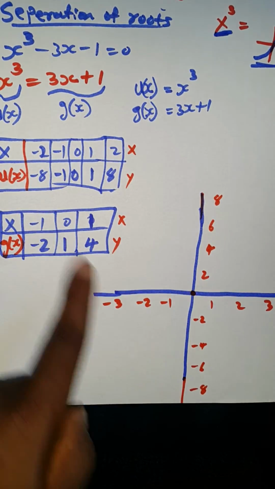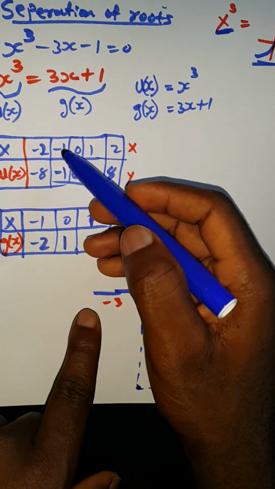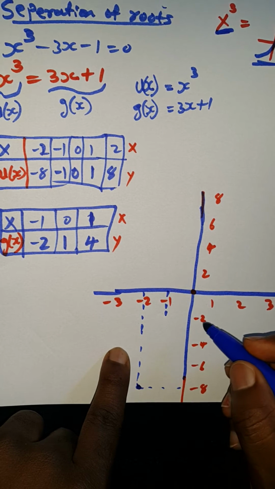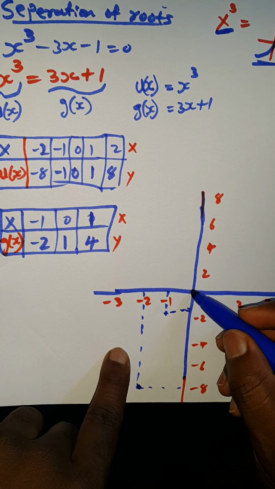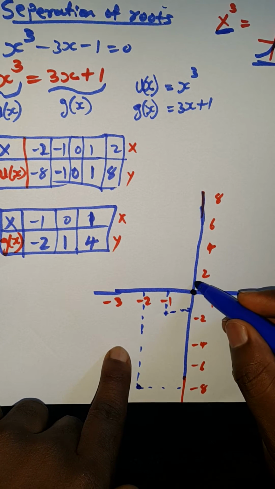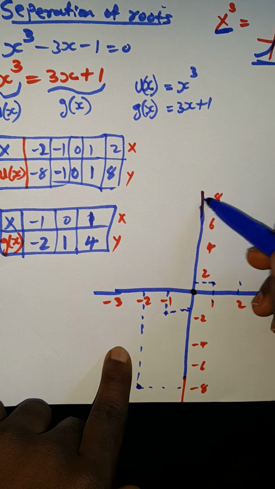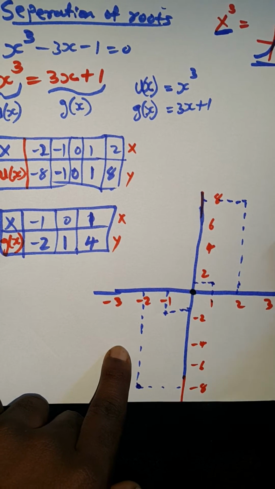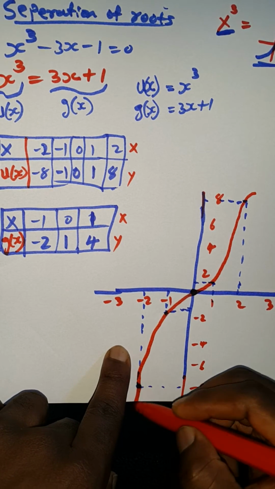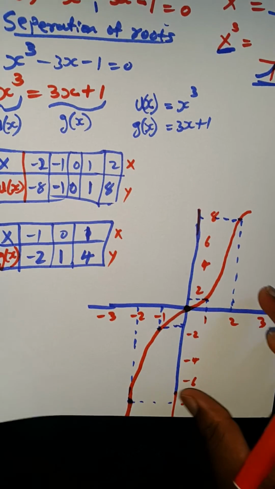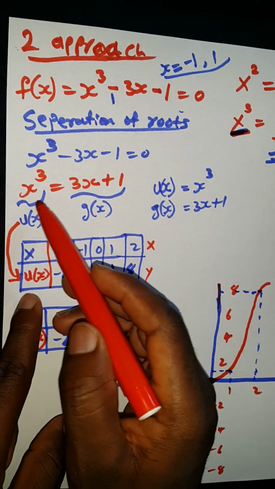Now, when x is minus 2, y is minus 8. We have a point here. When x is minus 1, our y is minus 1, somewhere here. When x is 0, y is 0 too. When x is 1, y is 1, somewhere here. When x is 2, y is 8. Now we have this. If you look at this sketch, you will find out that we have the same sketch here, which is x cubed, and we just drew the graph of x cubed here.